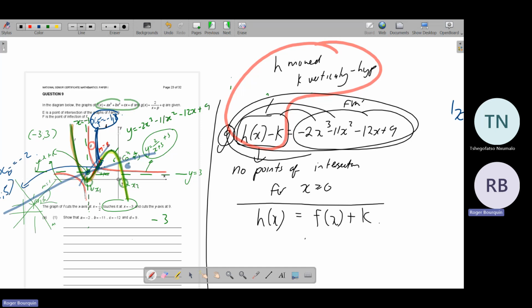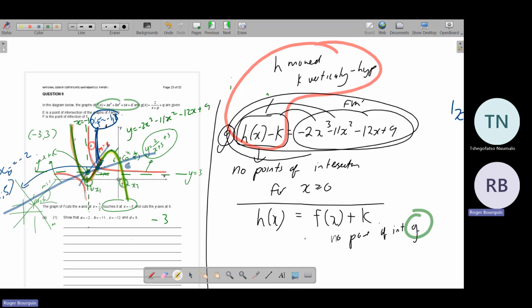So what is h of x? It's f of x shifted vertically by k. Are you with me? And when I shift the green graph vertically, what must happen? They say there must be no points of intersection with g, and g is your red graph. So what's the question saying in a very weird way? It's saying, how much must I move the cubic function up so that for x bigger than 0, they're not going to intersect the red graph and the green graph? Are you sort of with me?